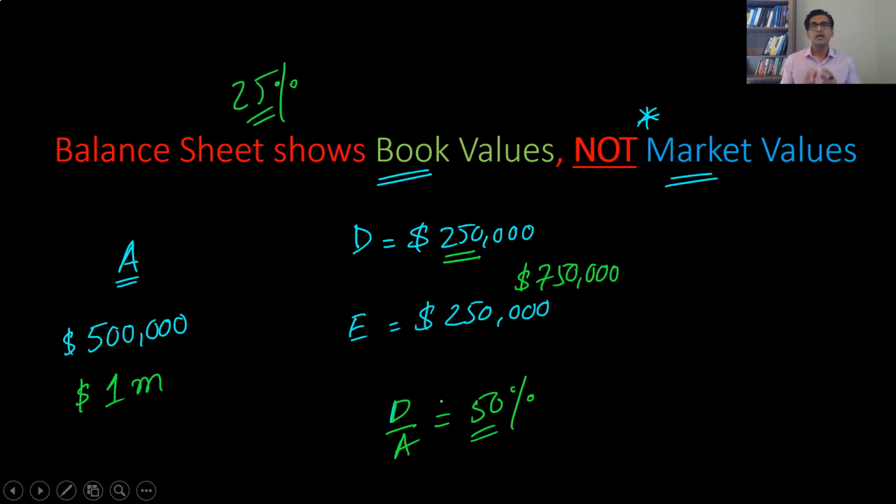So my point is, don't jump to conclusions just by looking at indebtedness using balance sheet data. Market values are important as well. That information is not on the balance sheet. You do need to get or determine the market value of your assets. Okay, so bear that in mind.